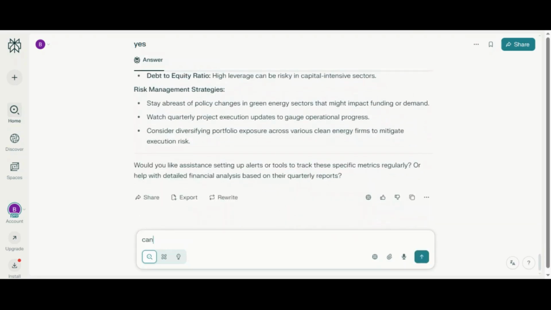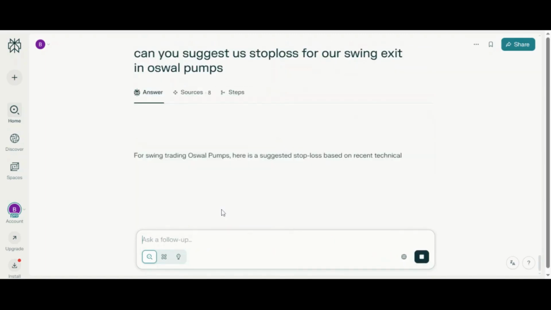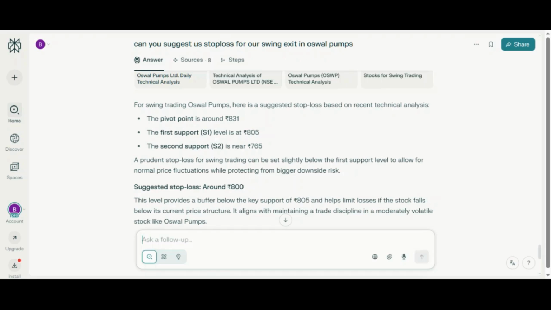Okay, let's say, can you suggest a stop loss for our swing exit in Oswald Pumps? Okay, the suggested stop loss is 800. Let's see what is around 800. Okay, 865 is the price. What is at 800? Okay, the recent swing low is around 800. The big candle. Okay, got it. It's good.